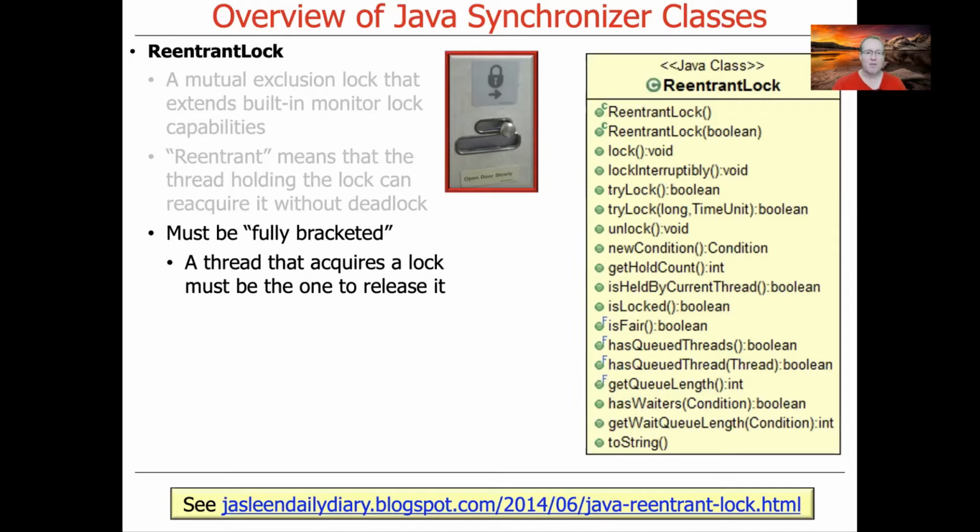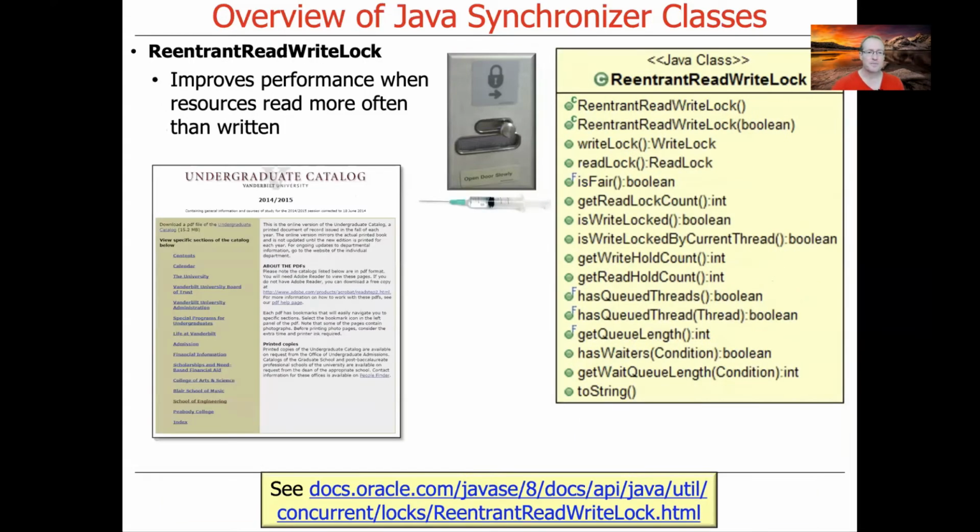Reentrant locks have to be fully bracketed. That means the thread that acquires the lock must be the one to release it, much like the restroom in a plane where the person who goes in is the person who comes out. So the person who goes in and locks the door is the same person who comes out and unlocks it.